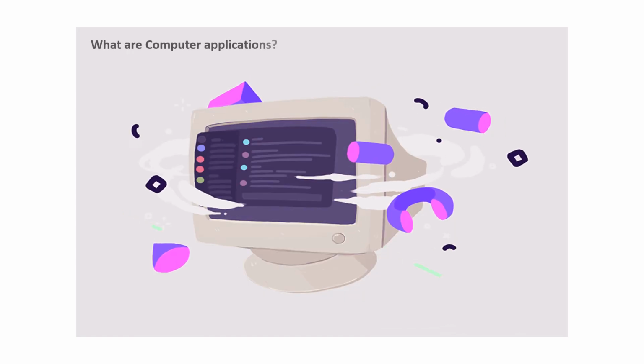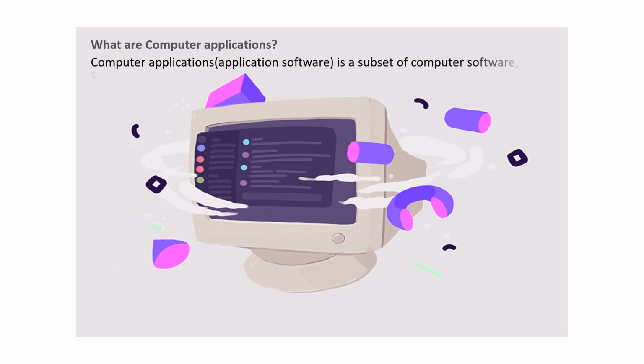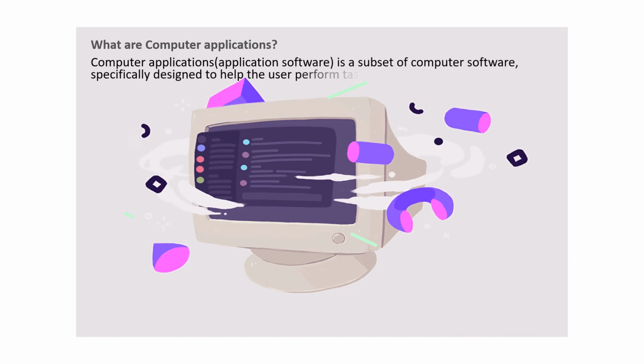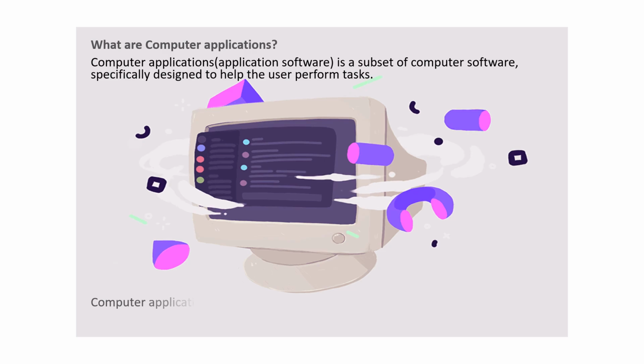What are computer applications? These computer applications, or we can call it application software, is a subset of computer software. That is, there are many types of computer software. You can check my video on that. And this is a type of application software, or computer application, specifically designed to help the user perform tasks.